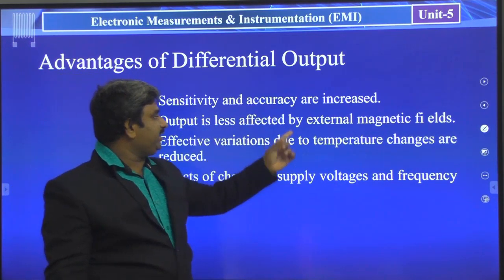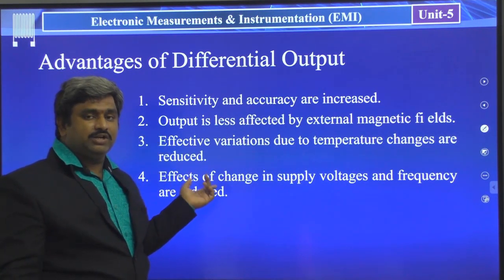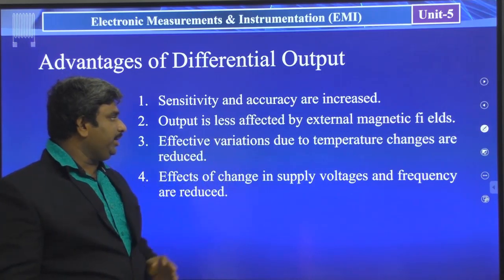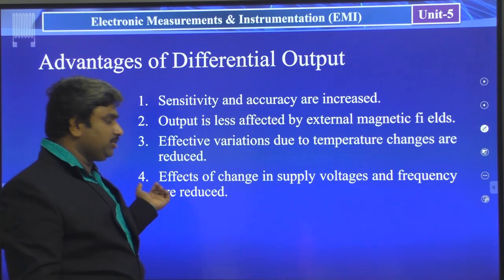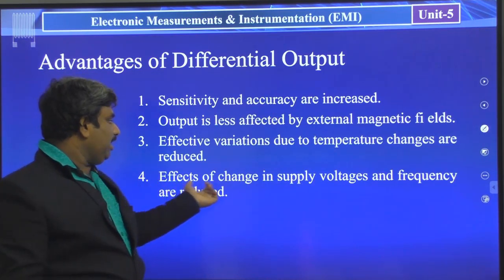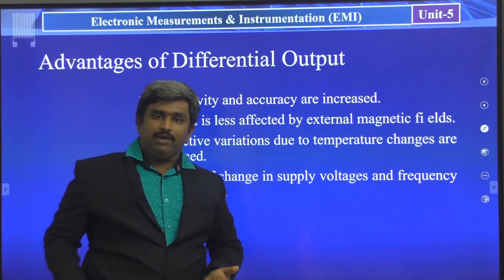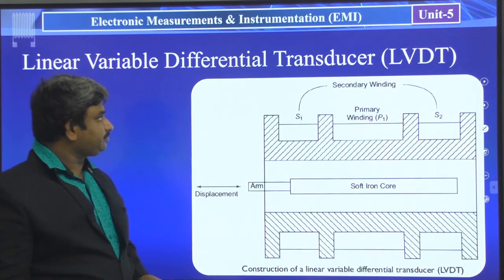Output is less affected by external magnetic fields. With this we can avoid other external effects also. Effective variations due to temperature changes are reduced. So the temperature variations are also reduced here. Effects of supply voltages and frequency are reduced. So supply voltages or frequency variations also we can reduce.